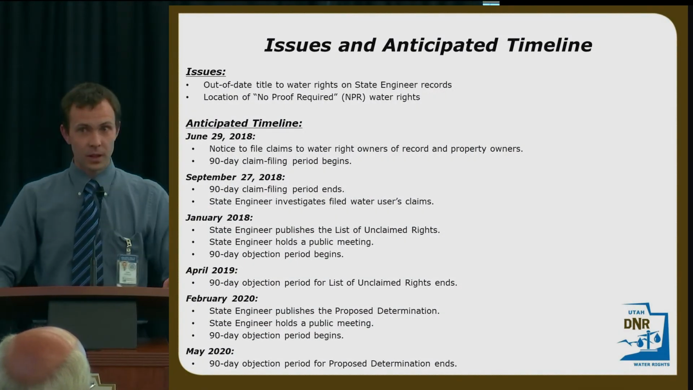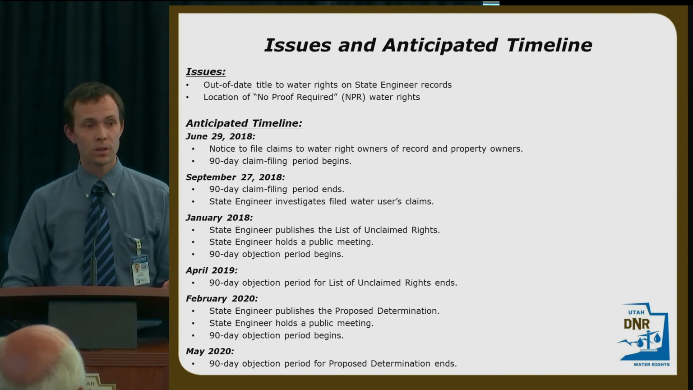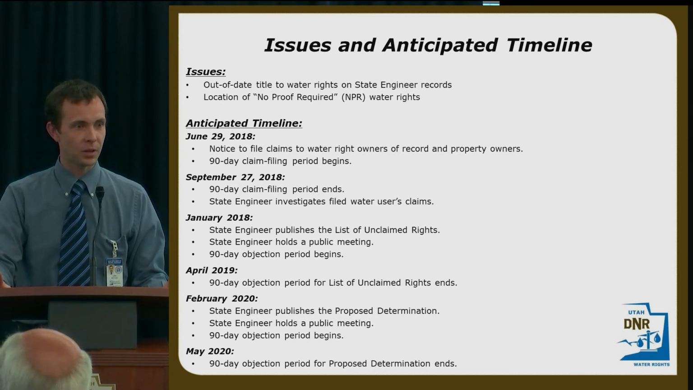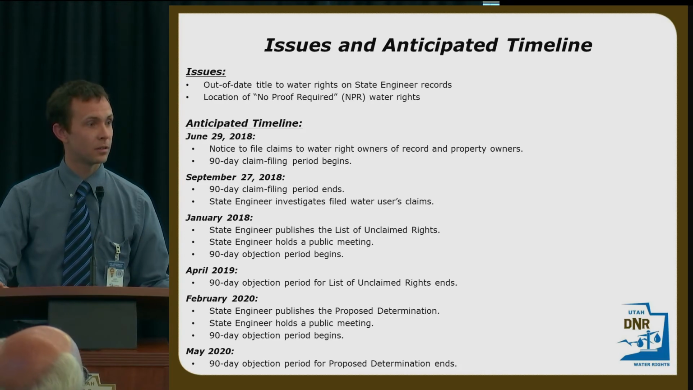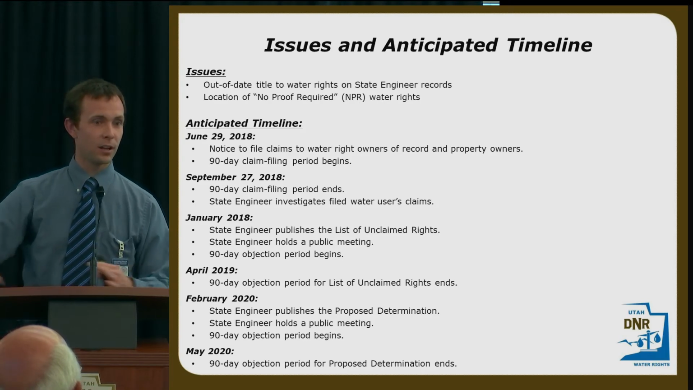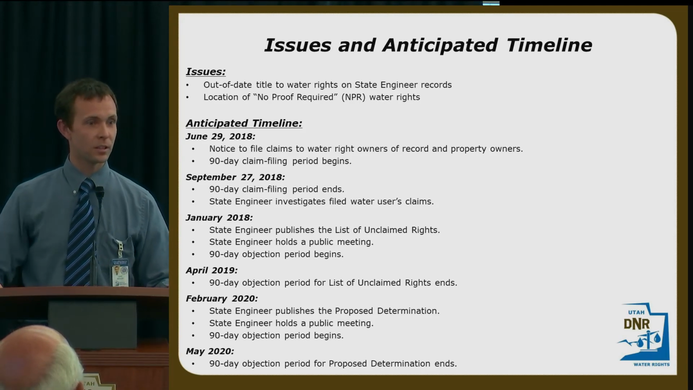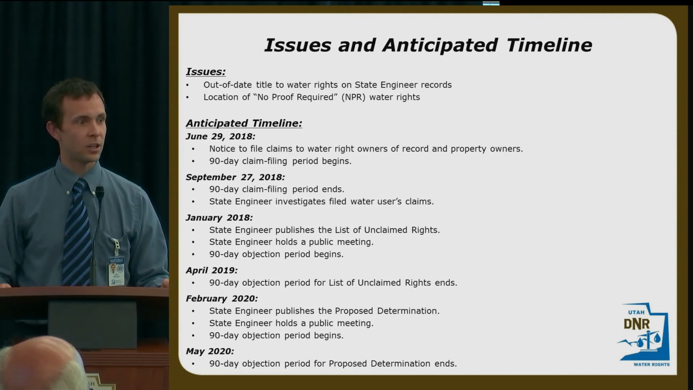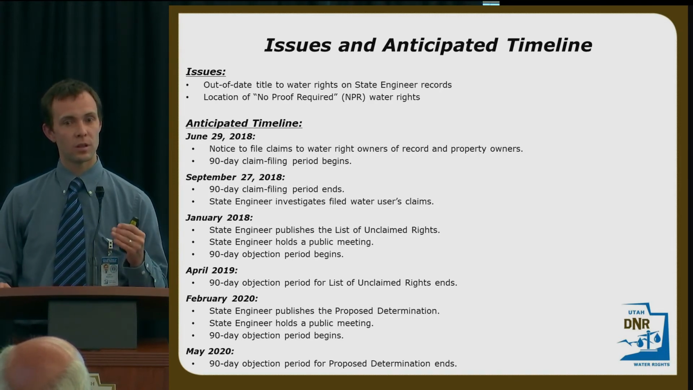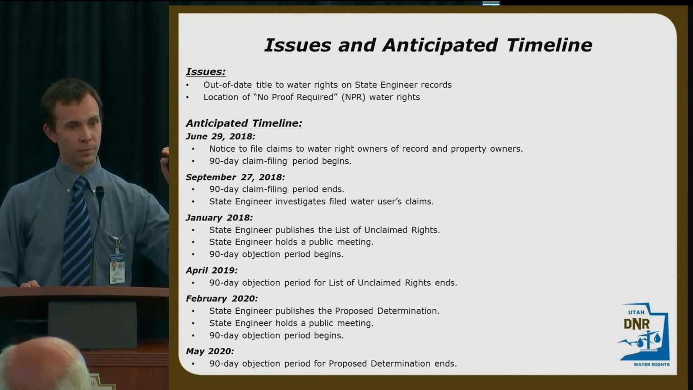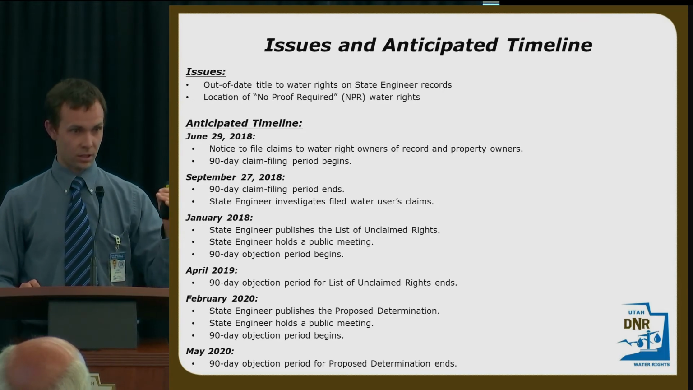So, issues and anticipated timeline. One of the issues that people run into is there could be title or ownership that is from 80 years ago. And that is just a fact of life. That's what the record says. So we have a file room upstairs full of water right files that a lot of these, or most of them, were established or initiated decades ago. And nobody has ever provided the state engineer with the proper documentation, the deeds showing that the water right transferred from person A to person B to person C to you.